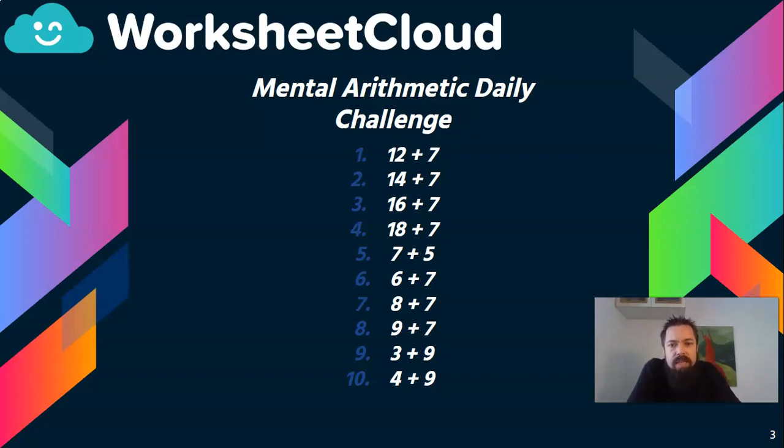So number 1 was 19, number 2 was 21, number 3 was 23, number 4 was 25. If you have a look at those first 4, you'll notice that the second number doesn't change, and in each of them, the first number changes by 2. And what that does to the answers is that each of the answers changes by 2. So 19, 21, 23, and 25. As I said, it's a pattern that pops up. It can help you with your workings. Maybe it does, maybe it doesn't.